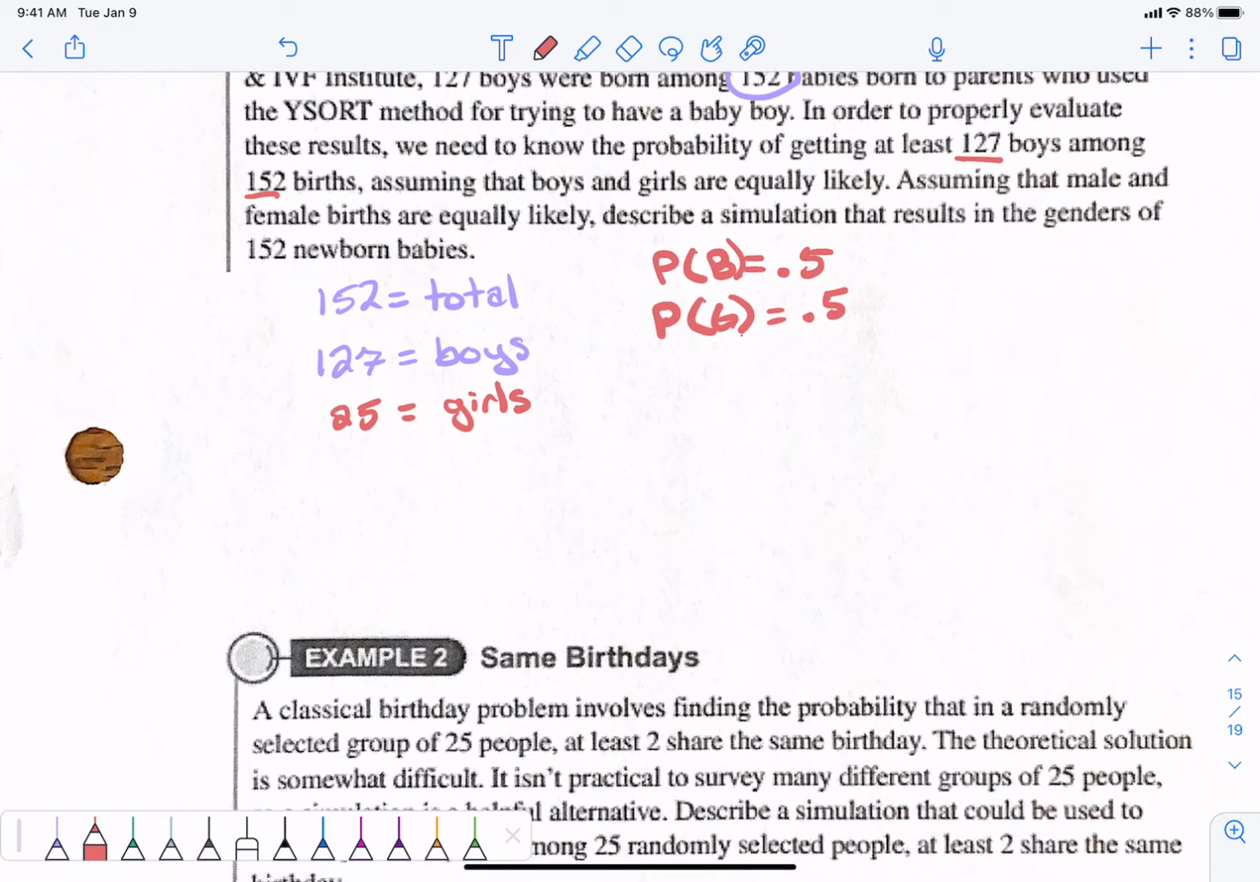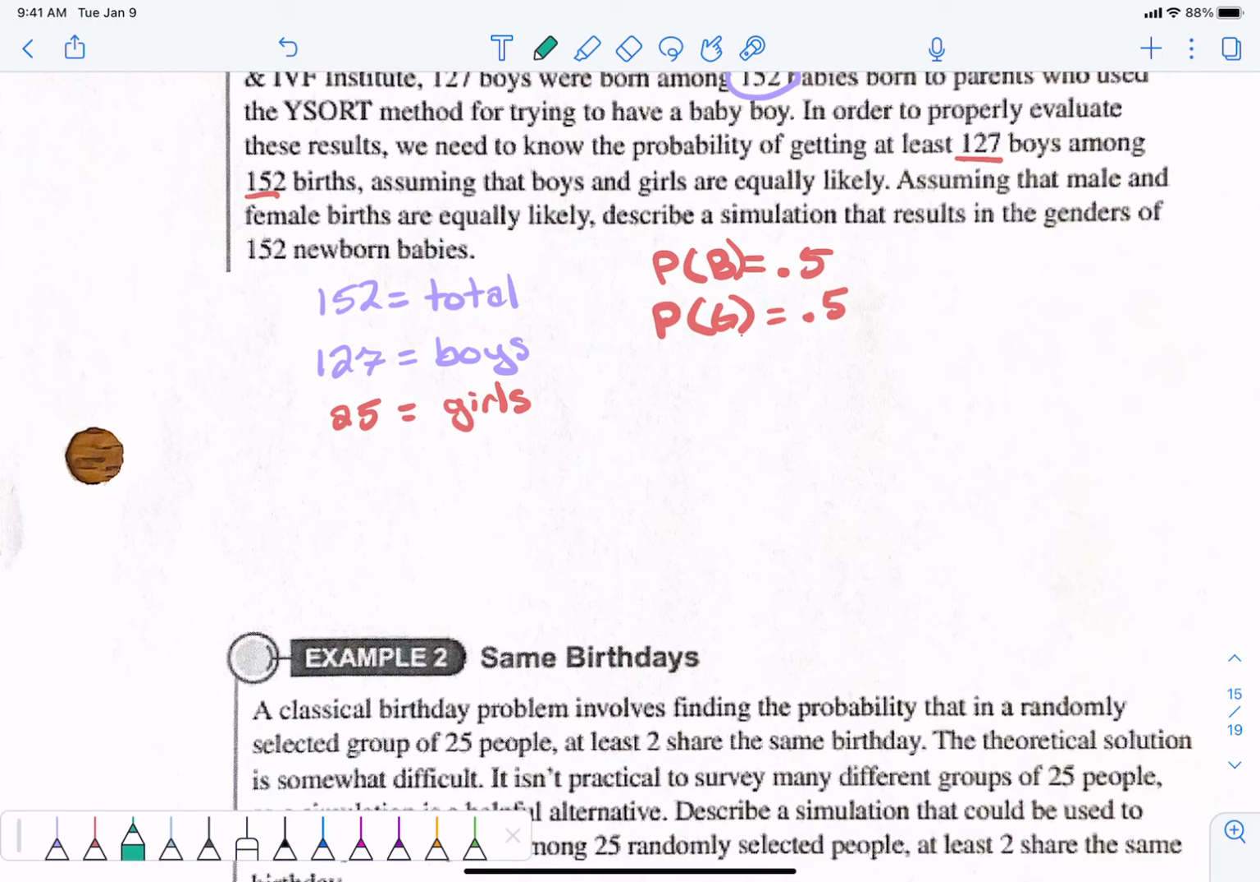What could we do to figure out, if we look at the genders of 152 babies, how many would be boys and how many would be girls? How can we use a random number generator to do that? Any thoughts? 152 babies, we want to look at whether they're boys or girls. A 0 and a 1. Okay.